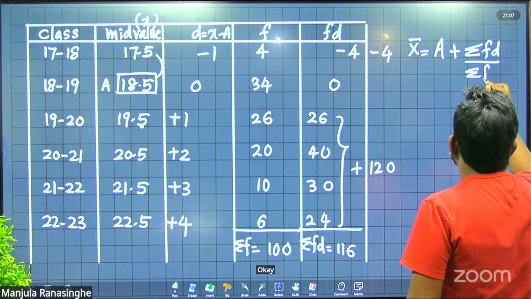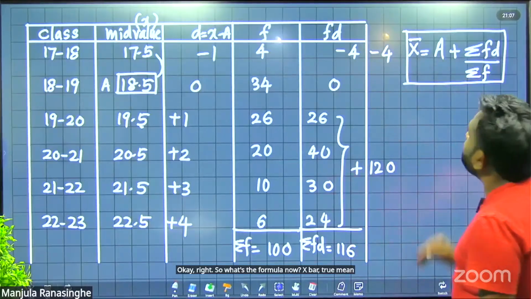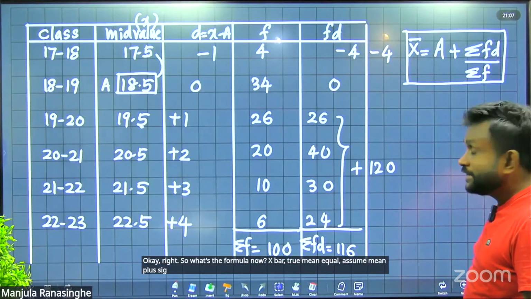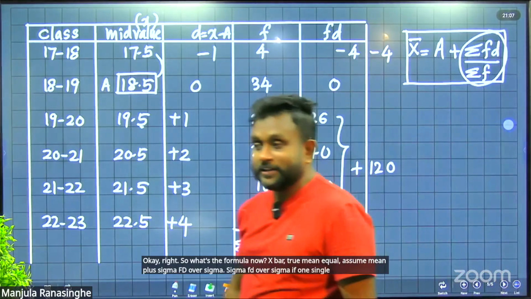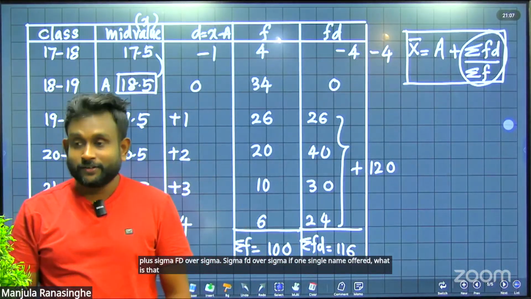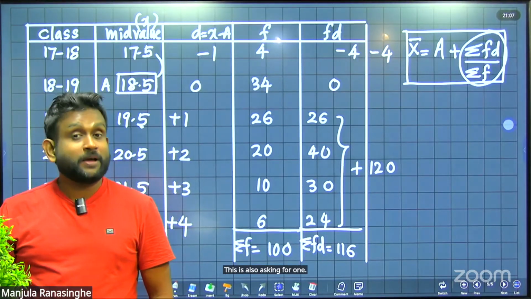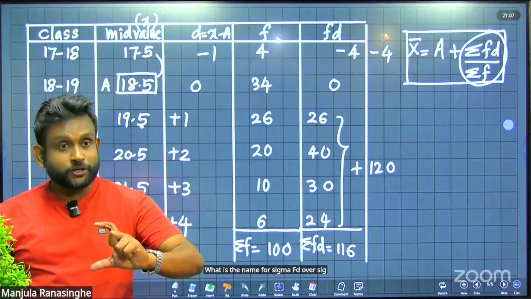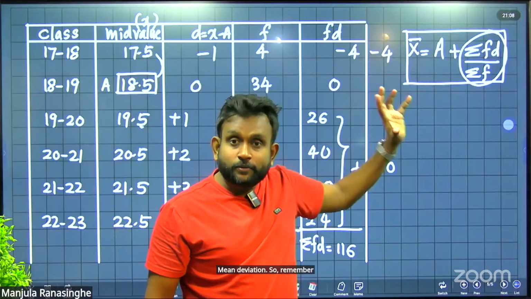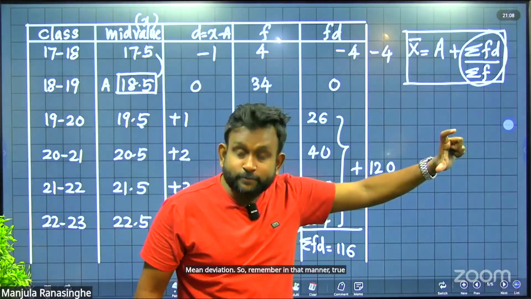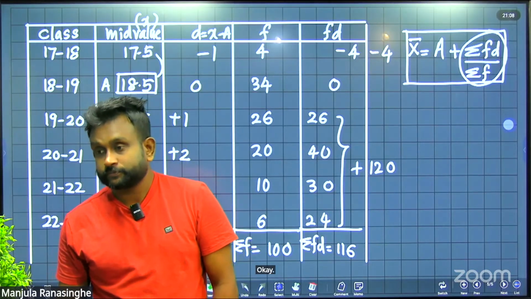Okay, right. So what's the formula now? X bar, true mean, equals assumed mean plus sigma fd over sigma f. Sigma fd over sigma f has one single name. Do you know that one? This is also asked in exams. What is the name for sigma fd over sigma f? Mean deviation. So remember in that manner, true mean equals assumed mean plus the mean deviation.